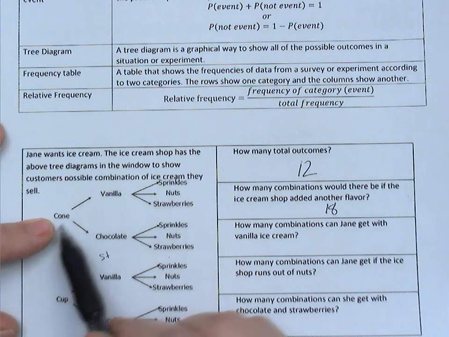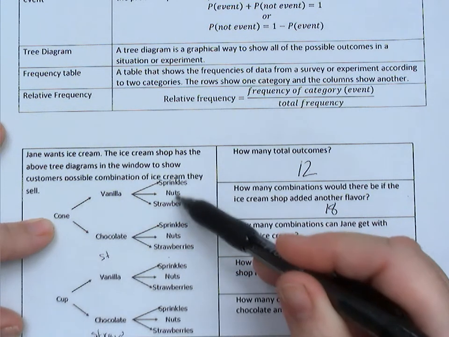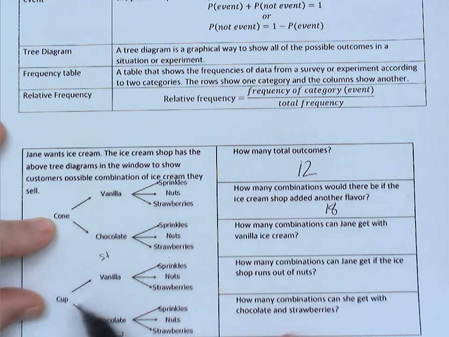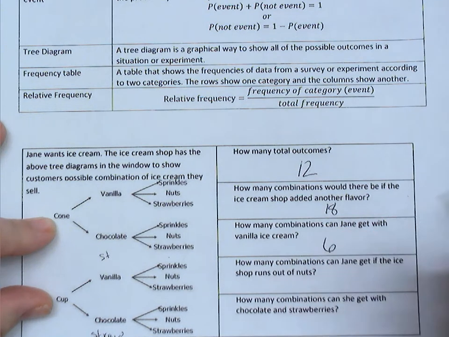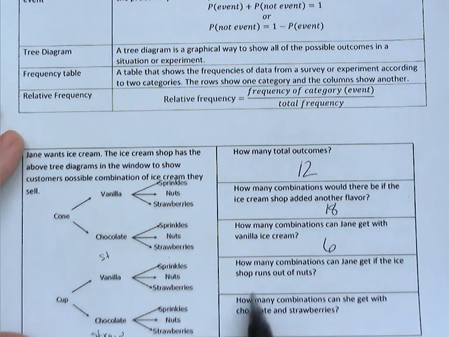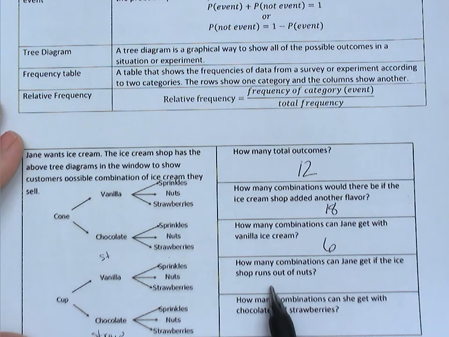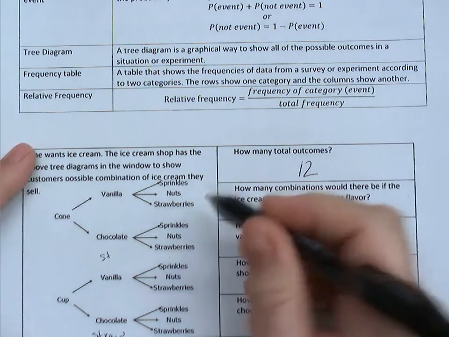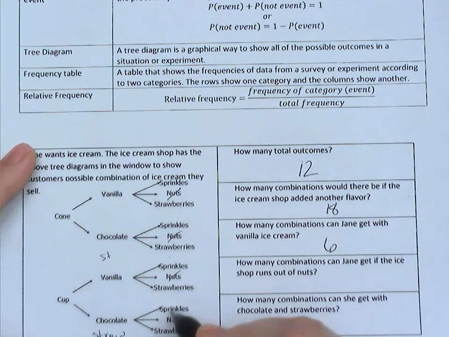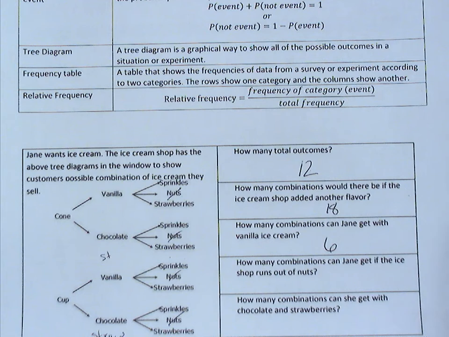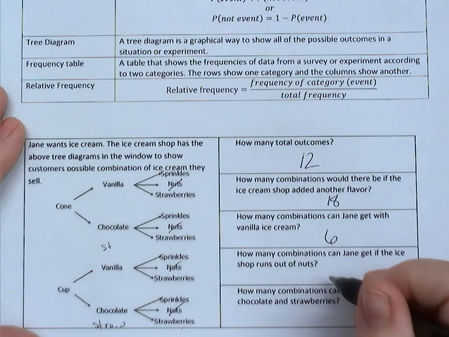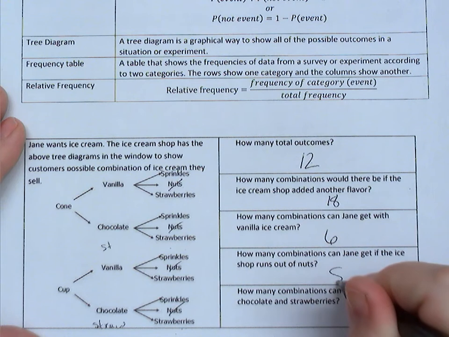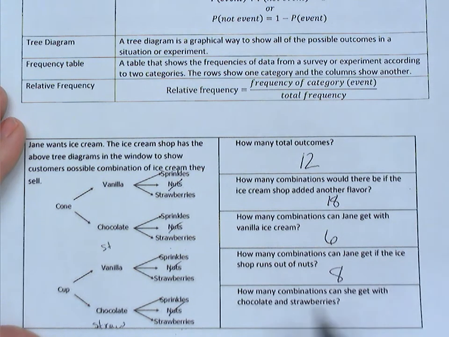How many combinations can Jane get with vanilla ice cream? Well, she can get a cone, vanilla ice cream, and 1, 2, 3 toppings, so that's 3. Or she can get a cup and vanilla ice cream and those 3 toppings, so she can get a total of 6 vanilla choices. How many combinations can she get if the ice cream shop runs out of nuts? Well, if we run out of nuts, then she can't have this one, this one, this one, or that one, which eliminates 4 from my 12, which gives me 8. How many combinations can she get with chocolate and strawberries?